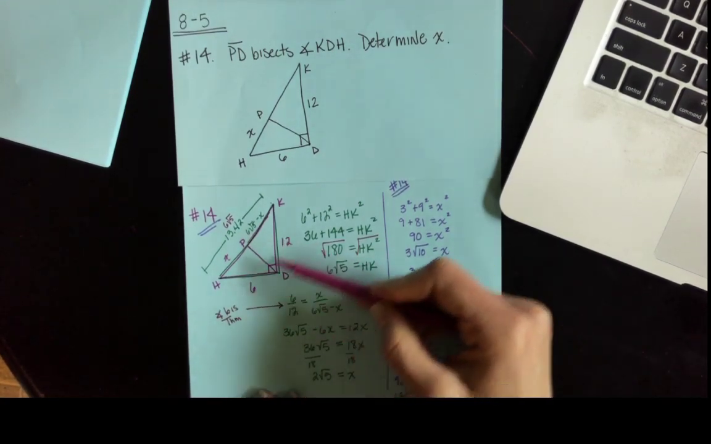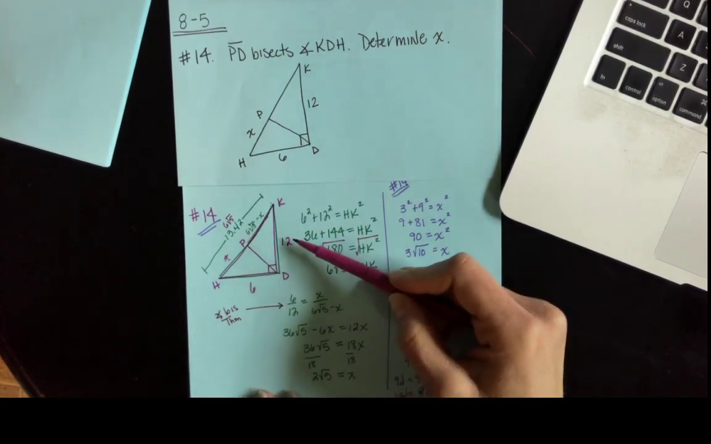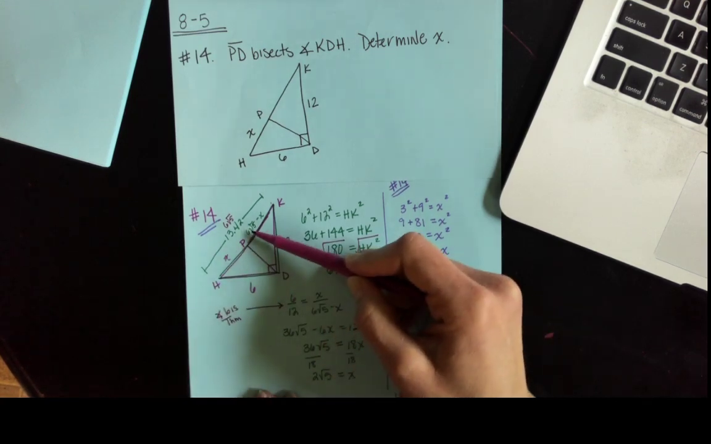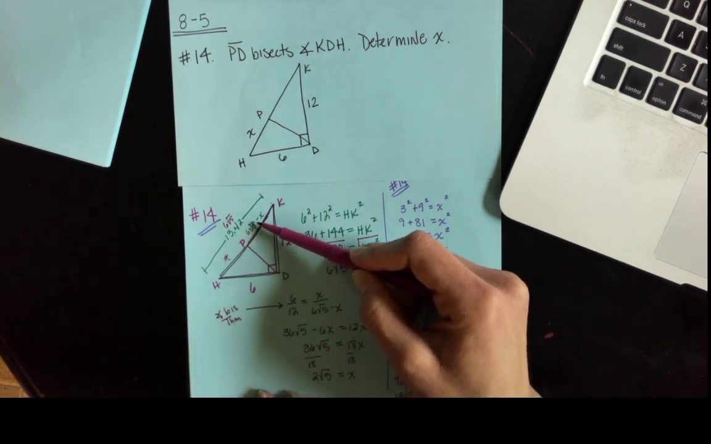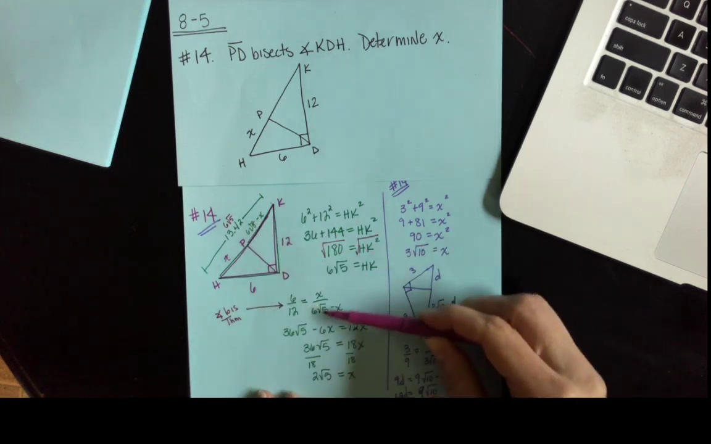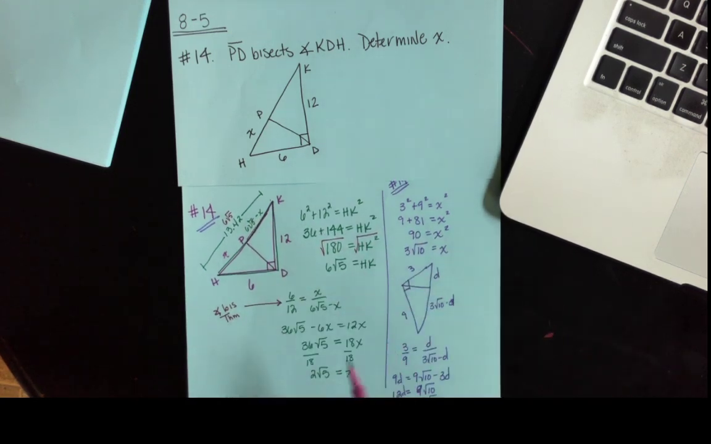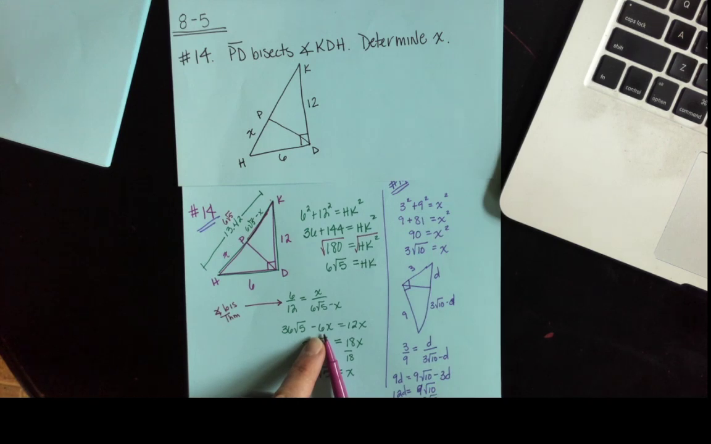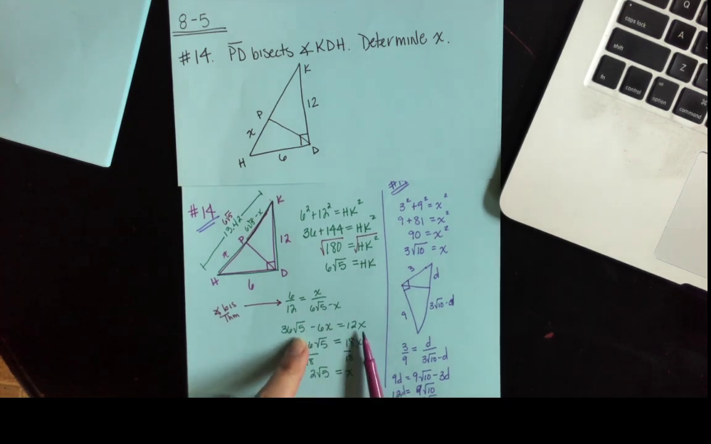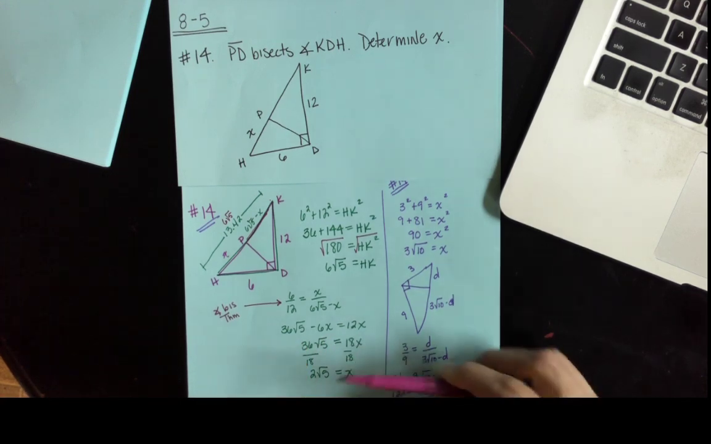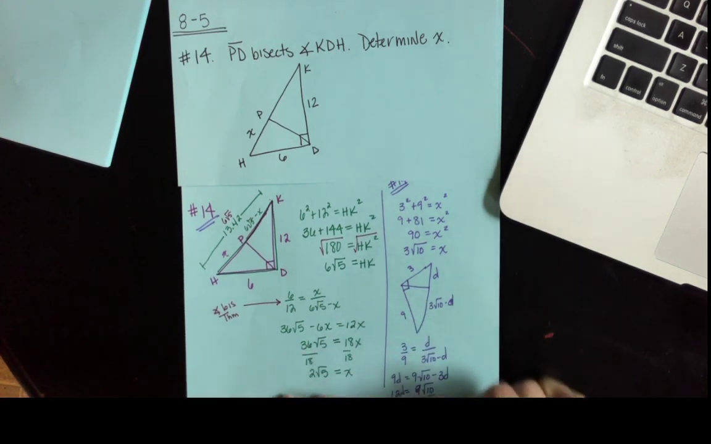So 6 to 12, bottom to top, and then x to 6x, or excuse me, 6 radical 5 minus x. So I have my proportion set up here. When I cross multiply, 6 times 6 radical 5 is just going to be 36 radical 5. 6 times negative x is negative 6x. And then 12x on the other side. I added my 6x, I divided by 18, and I end up with 36 over 18 is 2 radical 5.